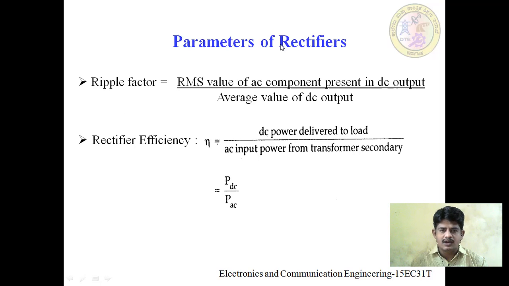DC output is present in the output of the rectifier. Okay. Then this is the ripple factor statement. Then one more parameter is the rectifier efficiency. So first we'll discuss what is meant by efficiency. We already know what is meant by efficiency. It is the output power to the input power. It is a ratio of output to the input.